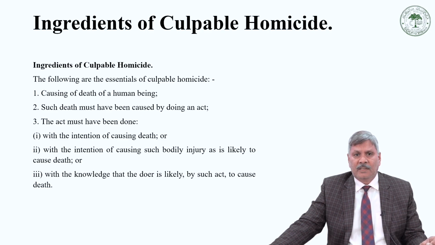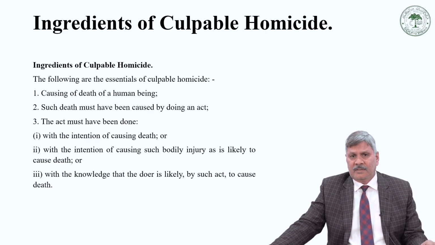That is to say, that when the person happens to do an act with the intention of causing death, or with the intention of causing such bodily injury as is likely to cause death, or with the knowledge that the doer is likely by such act to cause death. If this is established, the person will be liable for the offence of culpable homicide not amounting to murder. That is to say, that where the accused causes death by doing an act either with the intention of causing death or with the intention of causing such bodily injury which was likely to cause death, or with the knowledge that he was likely by such act to cause death.